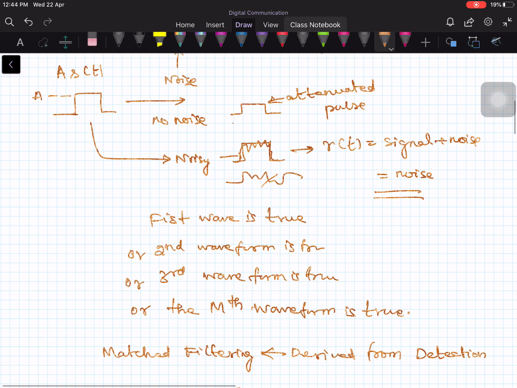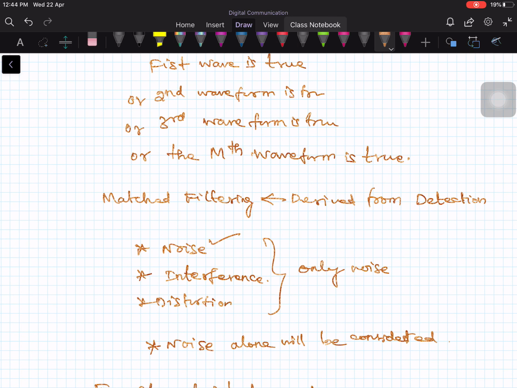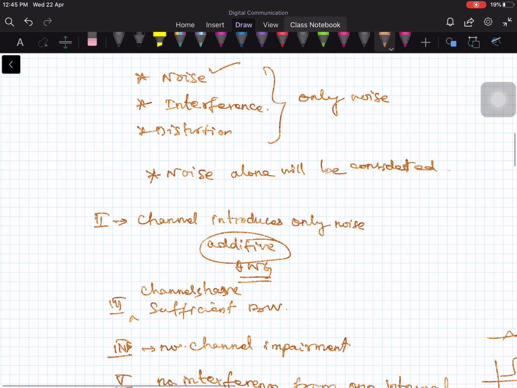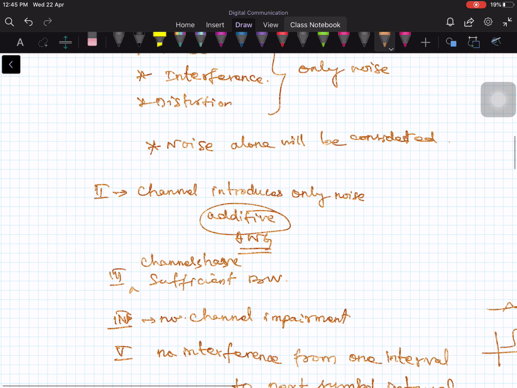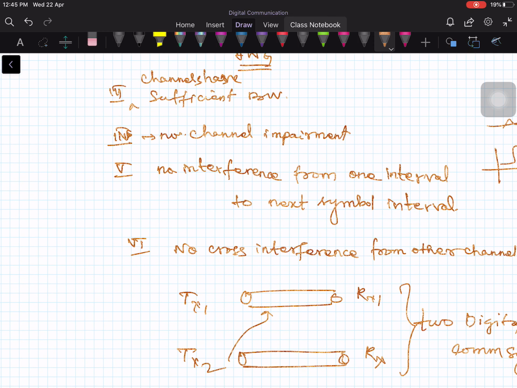So to do that, we are making some assumptions. Okay, so what are the assumptions? First, we are going to consider only noise, no interference, no distortion. Okay, noise alone will be considered, and this noise is also not multiplicative noise, it is additive noise. The noise is adding with your transmitted pulse or transmitted waveforms. And the channel has sufficient bandwidth and no channel impairment, and no interference from one symbol interval to the next symbol interval.